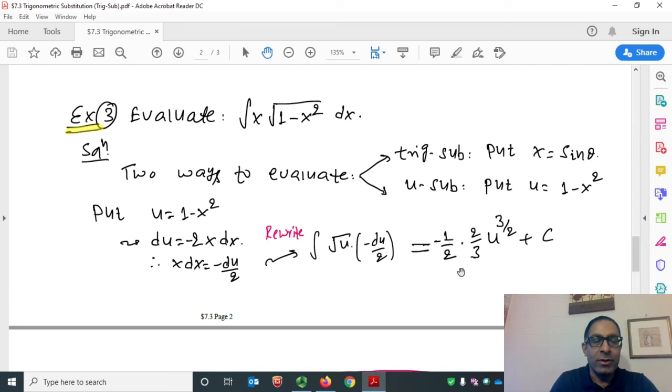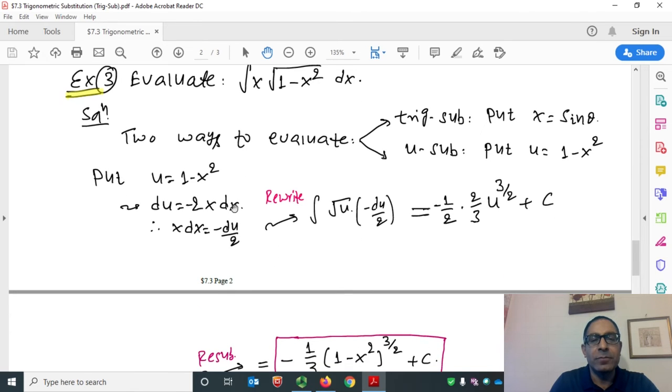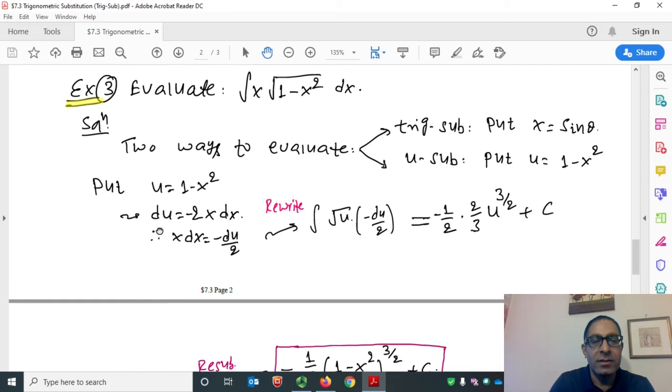Just a quick reminder for you all also. So put u equals 1 minus x squared, then its derivative: du, derivative of 1 minus x squared is minus 2x dx, and x dx equals, dividing by negative 2 on both sides, negative du over 2. Then rewrite the given integral in terms of u. So the integral of radical 1 minus x squared becomes simply radical u, and x dx is simply negative half du.